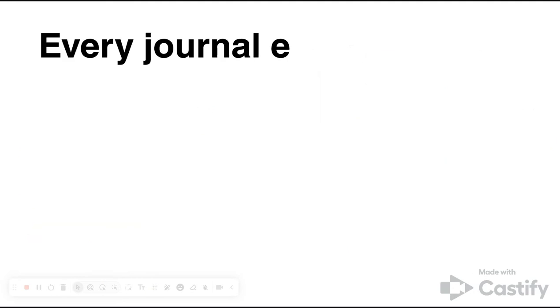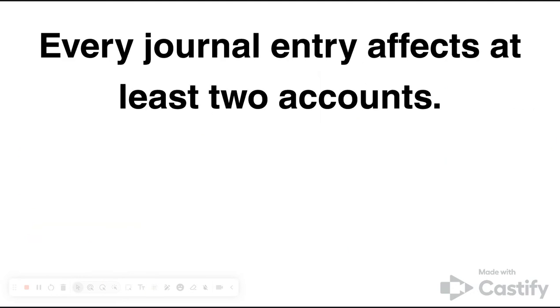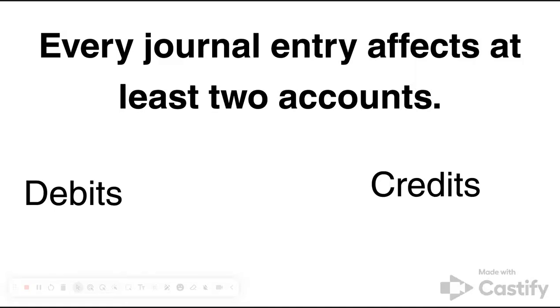Before we start, remember one thing. Every journal entry affects at least two accounts. Why? Because accounting follows the accounting equation: assets equal liabilities plus equity. And to keep that equation balanced, every transaction must have at least one debit and one credit. And don't worry about memorizing complicated rules yet.